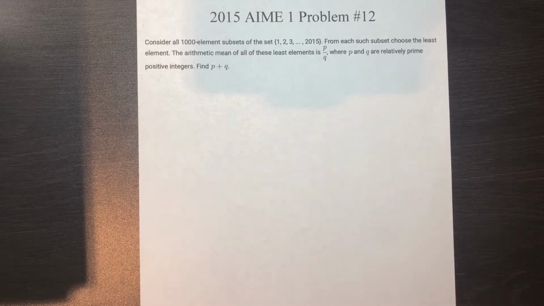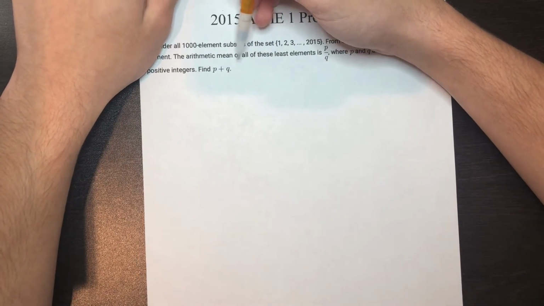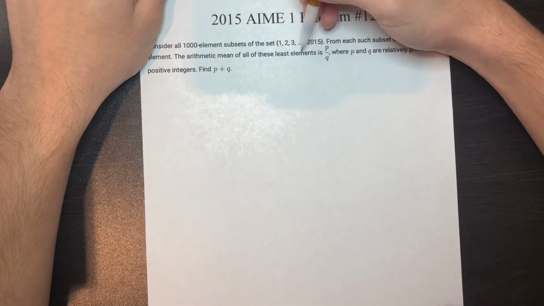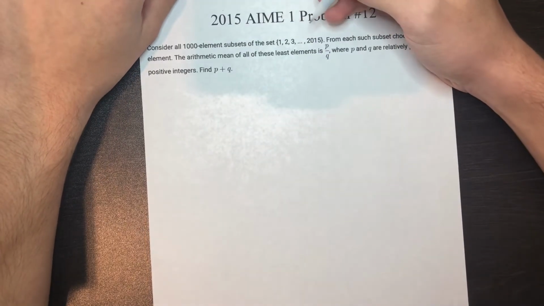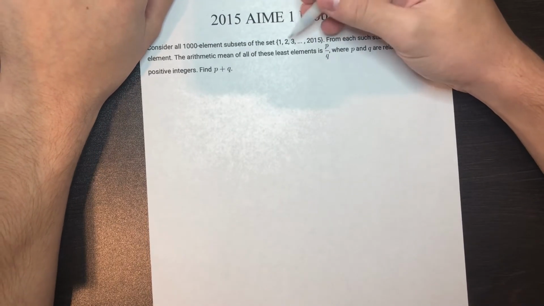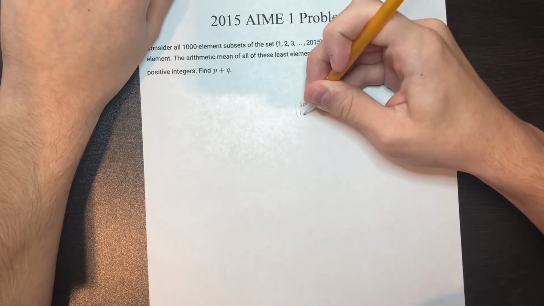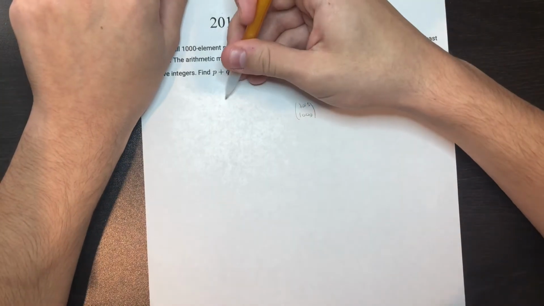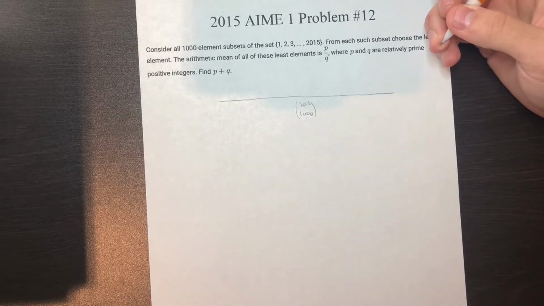Let's first try to figure out an expression for what this is. Well, we know it's the arithmetic mean, and so the denominator is going to be how many numbers there are. How many least elements is just how many subsets there are of this set with 1,000 elements. The number of subsets of 1,000 elements from the set is just going to be 2015 choose 1,000, because you're choosing 1,000 numbers from 2015. Now the numerator is going to be the sum of all the least elements.